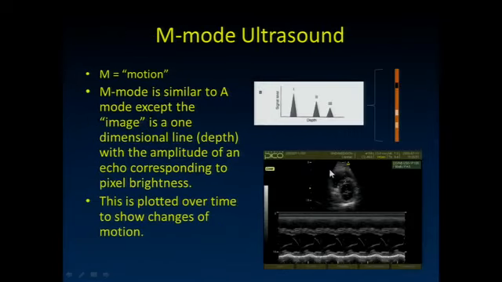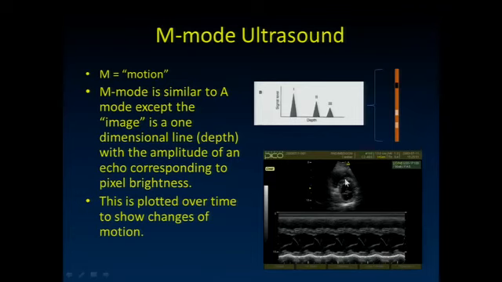Not tremendously helpful. M-mode is motion ultrasound, similar to A-mode, except that the image is a one-dimensional line with the amplitude of the echo corresponding to the brightness on the line. So think about that. That would be a single line from your image being displayed. And sometimes we'll take that single line and display it over and over as a function of time, as done in the bottom of this cardiac study.